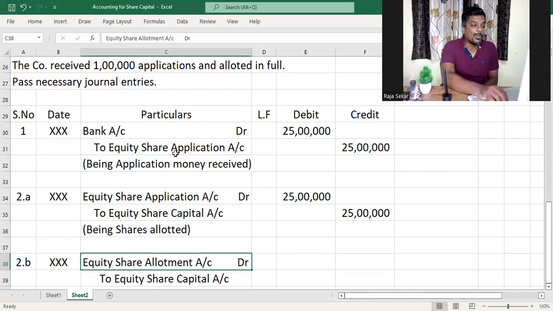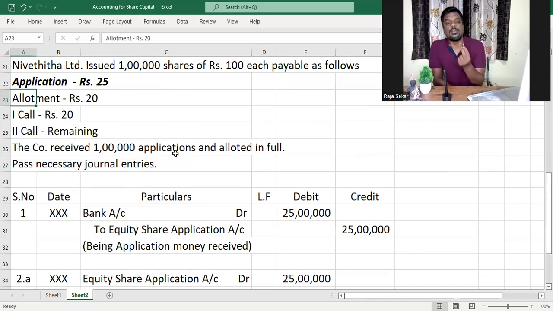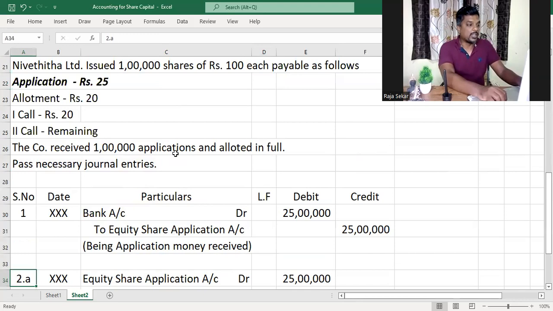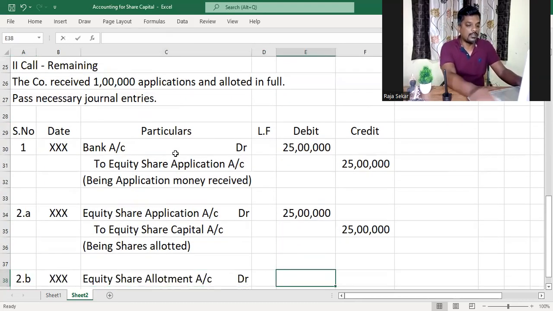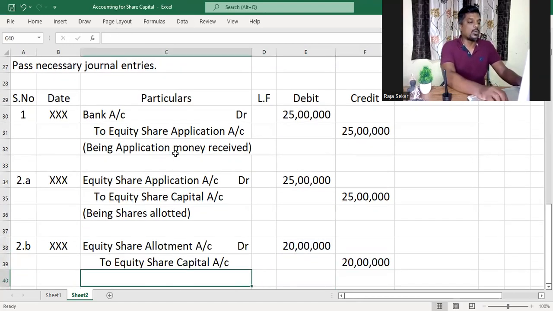Now what will be the amount for this? Along with allotment, I'm calling them to pay 20 rupees per share. I have 1 lakh shares on which the money is supposed to be received. So it will be 1 lakh into 20, and therefore 20 lakh rupees.